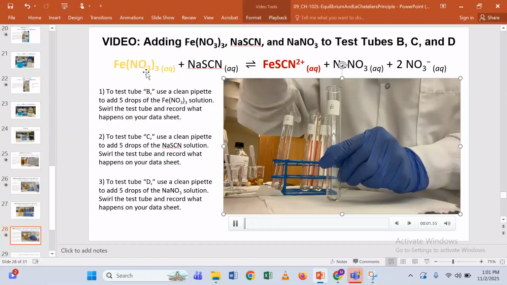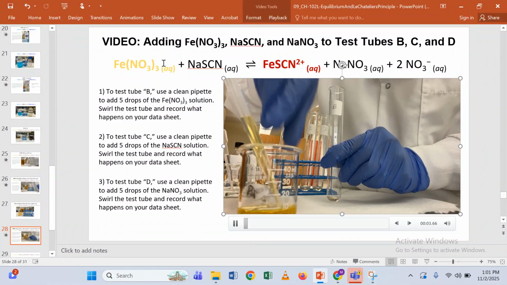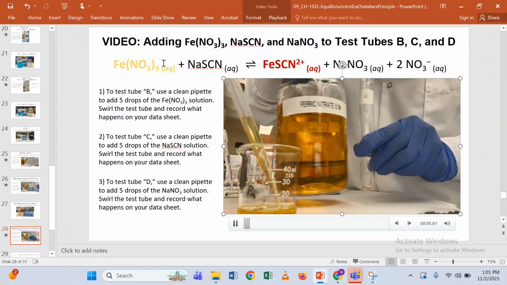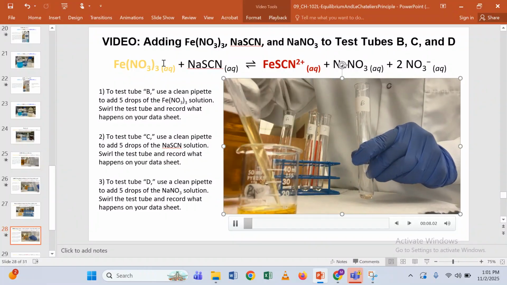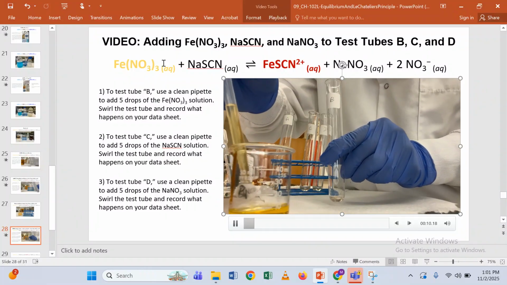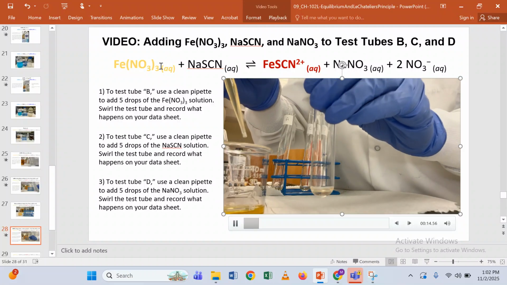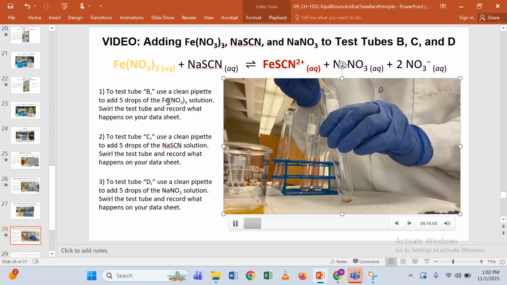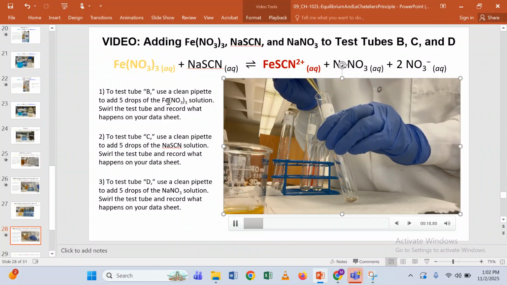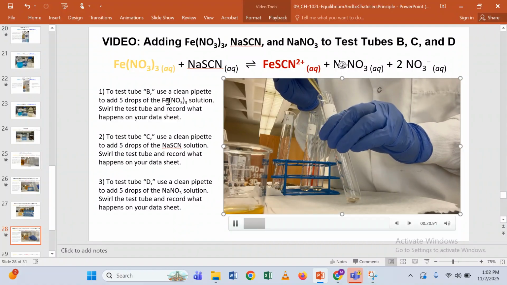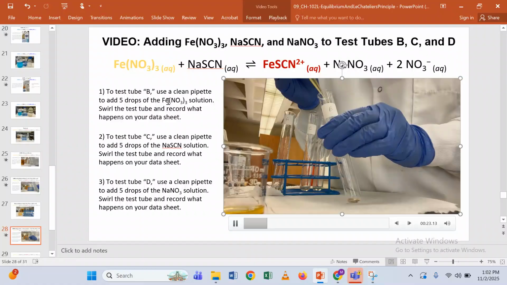So we're going to take B and we're going to add Fe(NO3)3. Let's see what's going to happen when we add Fe(NO3)3, which is a reactant. What is the direction of the shift? So we should expect, let's see what we see first. What do we see? Fe(NO3)3, and the direction shifts. See the color. The color is very important.